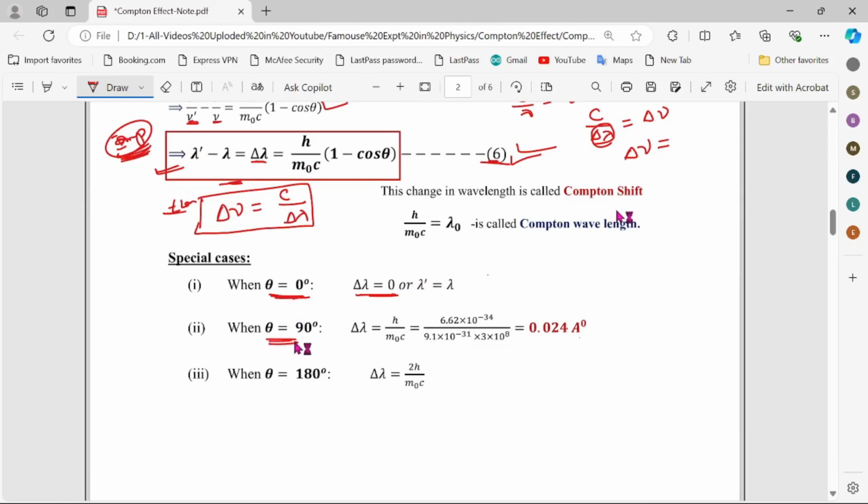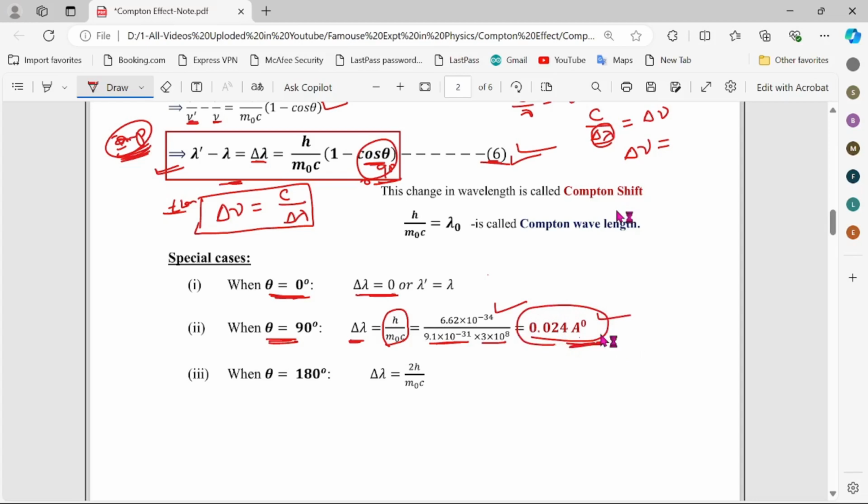If theta equal to 90 degree, so cos 90 is 0, we can find del lambda, that means the change in wavelength of the scattered photon, will be equal to a constant value, that is h by m naught c. If I substitute all the values, the Planck constant value, the rest mass of the electron, and the speed of light, we can find a constant value, that is 0.024 angstrom.